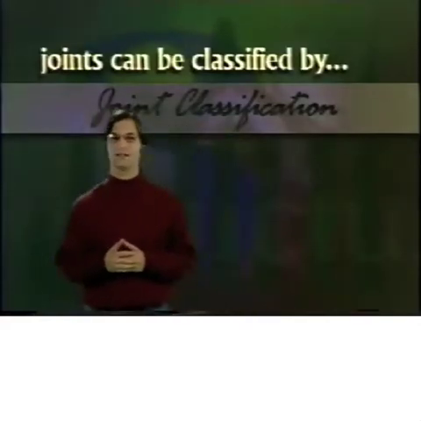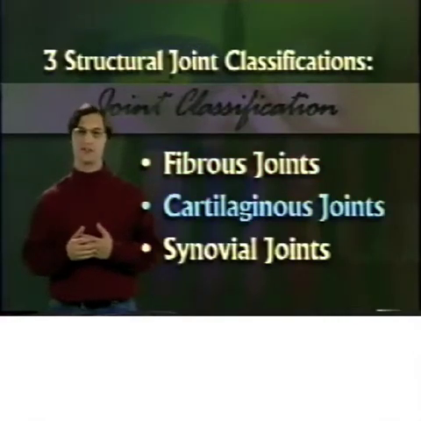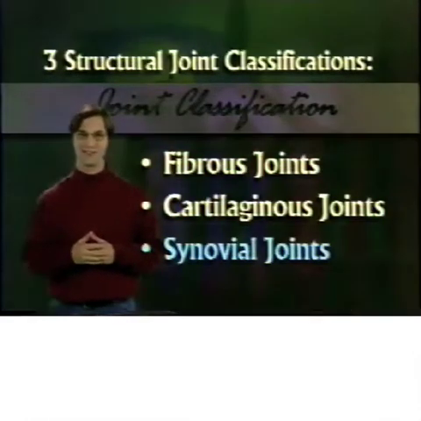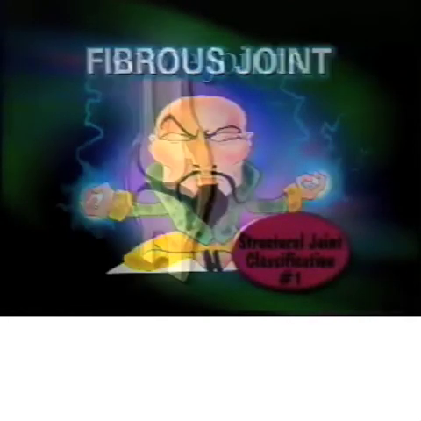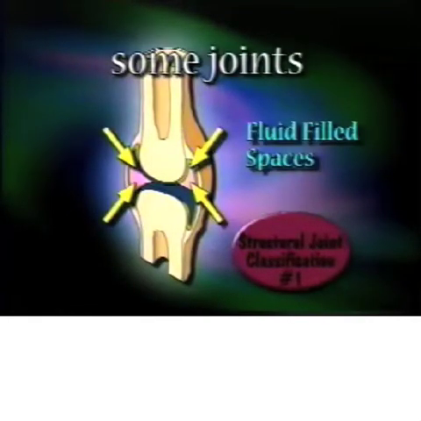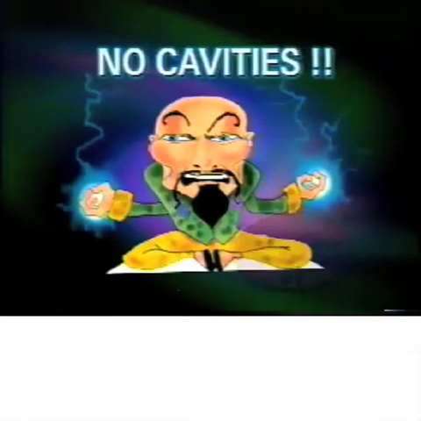In addition to all this, joints can also be classified by their structure. The three structural joint classifications are fibrous joints, cartilaginous joints, and synovial joints. The first structural joint we'll talk about is the fibrous joint. Some joints have little fluid-filled spaces between bones. These little fluid-filled spaces are called joint cavities. Fibrous joints do not have joint cavities.